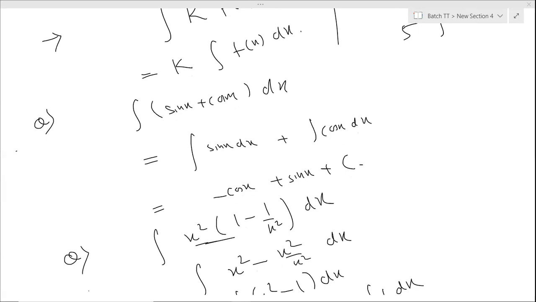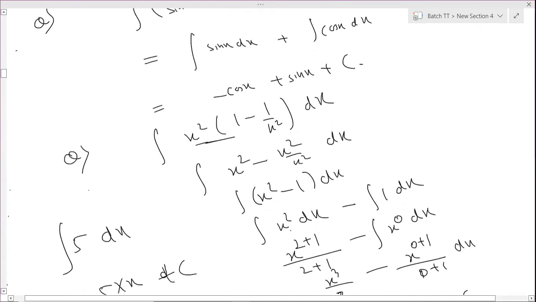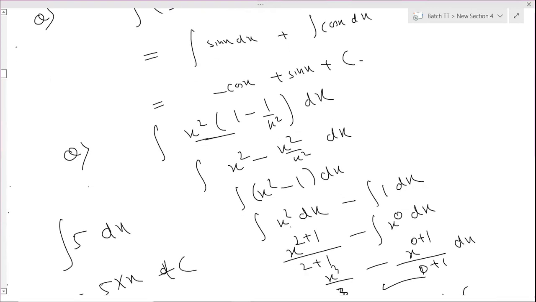All right. Rahman, Aryan, solved it? I have done the first one. Not the second one. The second one is, sir, x cube upon 3 minus x plus c. Right. So the first one is very simple, just basic formulas. In the second one, you can multiply x squared inside the brackets. So you get x square minus x square upon x square.